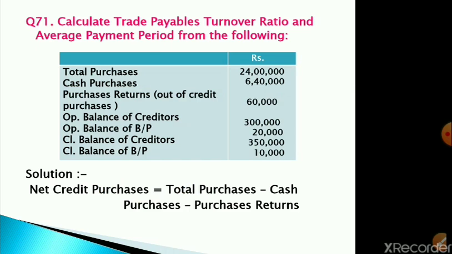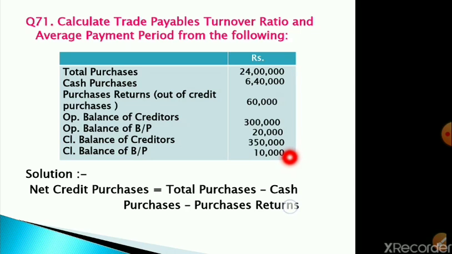So let's start with the question. Question number 71 from DK Goyal. Calculate trade payables turnover ratio and average payment period from the following. We have total purchase 24 lakh, cash purchase 6 lakh 40,000, purchase return, that is out of credit purchase, 60,000, opening balance of creditors 3 lakh, opening balance of bills payable 20,000, closing balance of creditors 3 lakh 50,000, closing balance of bills payable 10,000.